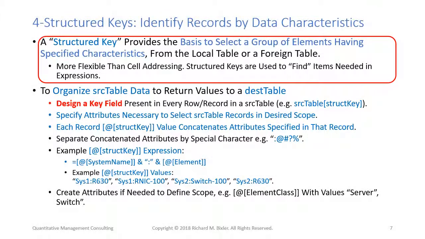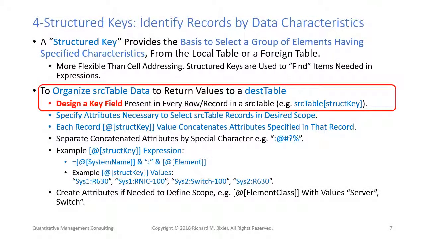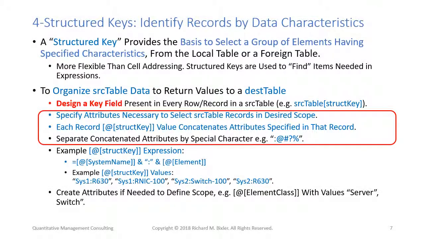Again, we want to search on values without using absolute addressing. In a source table to be searched, you create and name a key field to be present in every record to hold the structured key for each record. The values can then be concatenated to form the key value. It's useful to separate each value by a special character to help readability and avoid ambiguities that might occur because of unexpected letter sequences in the concatenation.